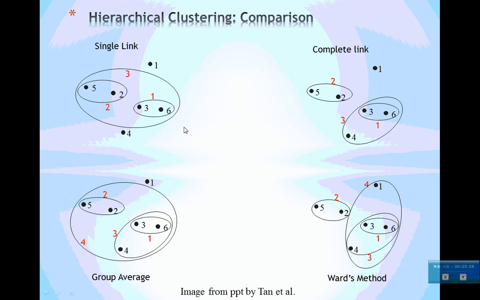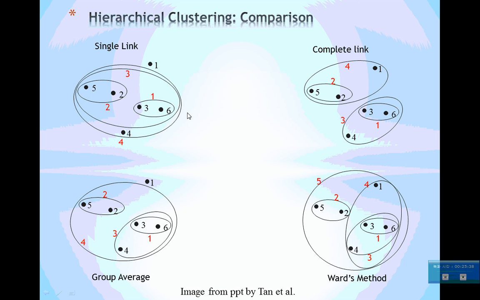Here also there is some difference, because this one will be closer to this cluster. And then finally, yeah, like this.